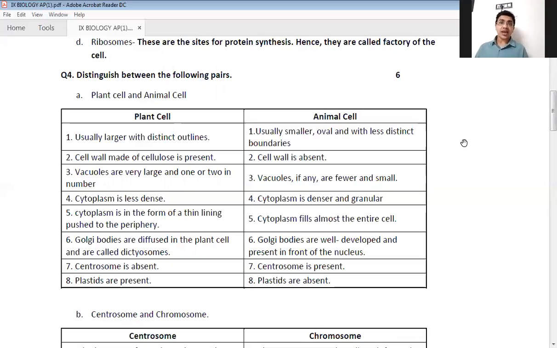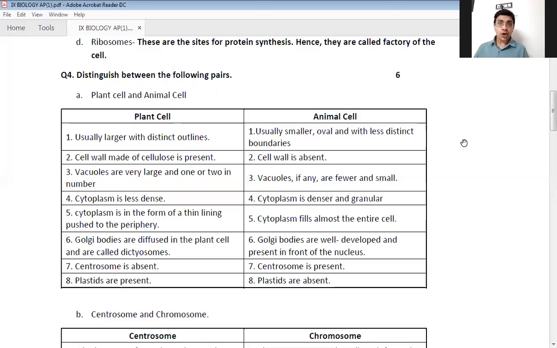Now let's start and answer the first one, and that is distinguish between plant cell and animal cell. A very important question, very easy one also. So let's start understanding something about the points of each of them. Starting with plant cell, usually they are larger with distinct outlines. We know, right? As they have a protective layer, what is known as cell wall, there's a distinct outline. In animal cells, usually they're smaller in size as compared to plant cells. They're oval and with less distinct boundaries. The reason being absence of cell wall, right?